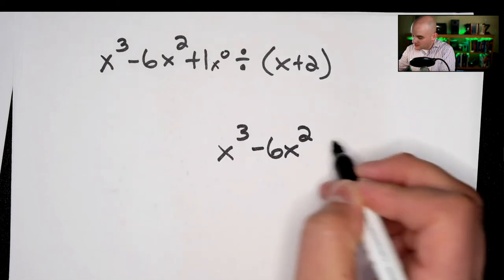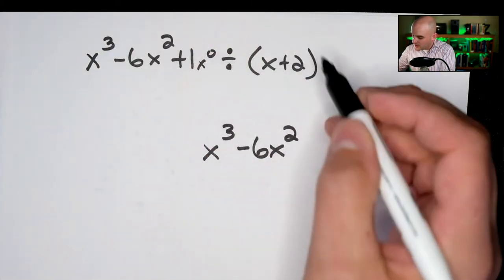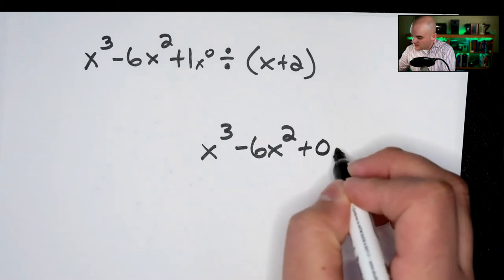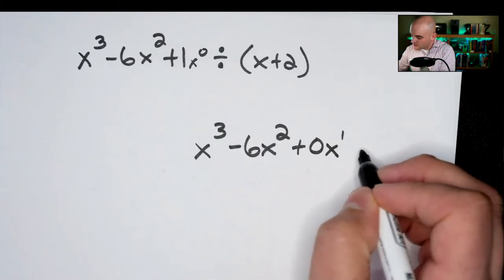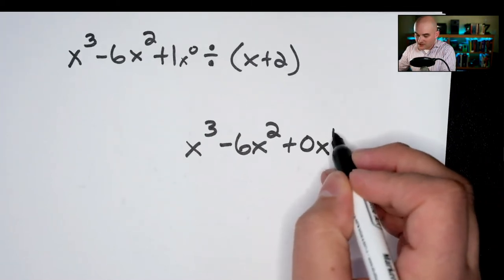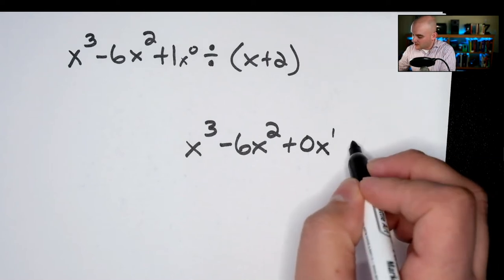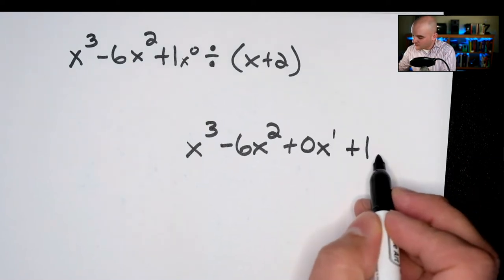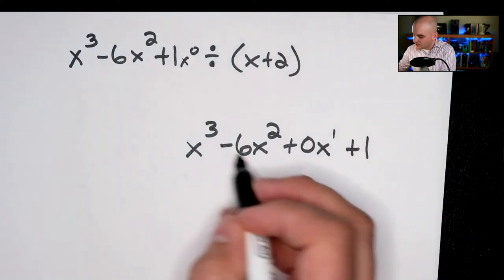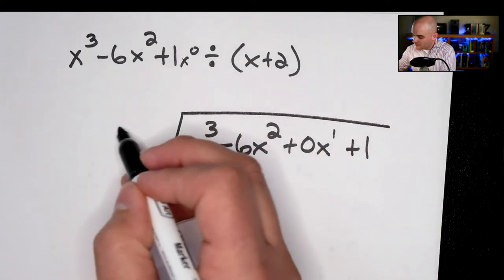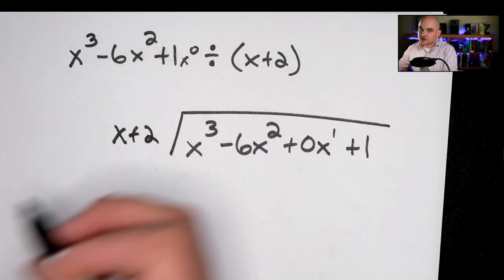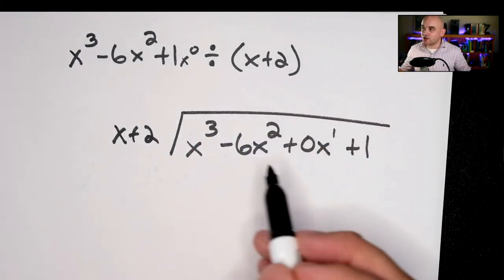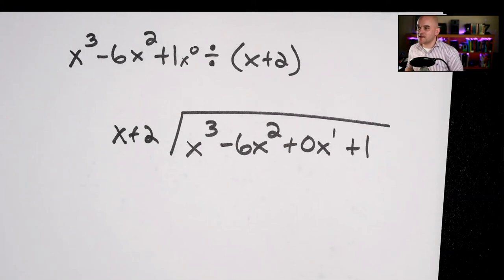We've got x cubed minus 6x squared, there is no x to the first term here, so we've got to write that down. 0x to the first, and then you don't really write the 1 there, but 0x, and then plus 1, which is the same thing as 1x to the 0, right? And that's what we're dividing by, x plus 2. So don't forget to do that, okay? Make sure you have that placeholder there. That's needed. Otherwise, you'll get into a jumbled mess and you'll wonder what happened there.